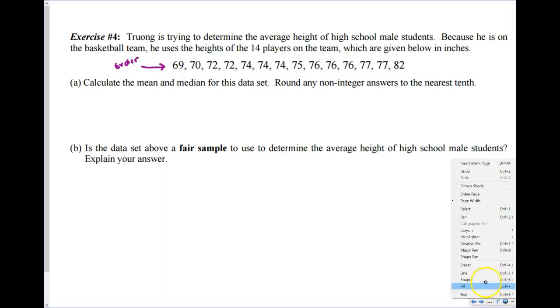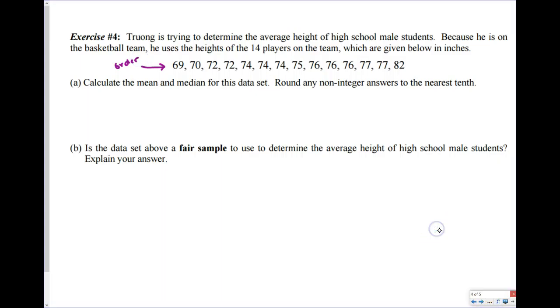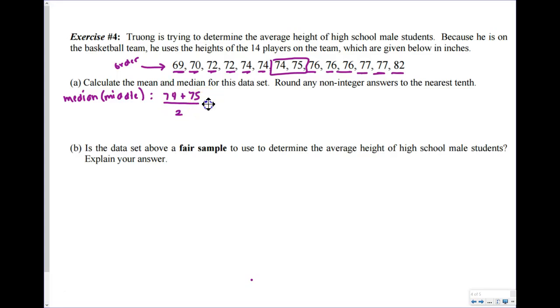So the first part says, well, first find the mean and median for this data set. So remember, the median is that middle number. So when I go to my median, I'm going to go 1, 1, 2, 2, 3, 3, 4, 4, 5, 5, 6, 6, and I see that these two numbers fall right in the middle. So that's going to be my median, the number between those two. So my median is going to be 74 plus 75 divided by 2, which is 74.5. So this is my median.